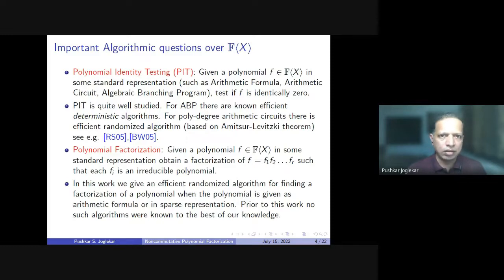In fact, in the commutative setting, there is a close relation between the complexities of these problems. And a work of Kopparty, Saraf, and Shpilka gave a reduction from multivariate polynomial factorization to the polynomial identity testing problem, modulo univariate polynomial factorization. In the current work, we come up with an efficient randomized algorithm for factorization of non-commutative polynomials given by an arithmetic formula or in sparse representation.